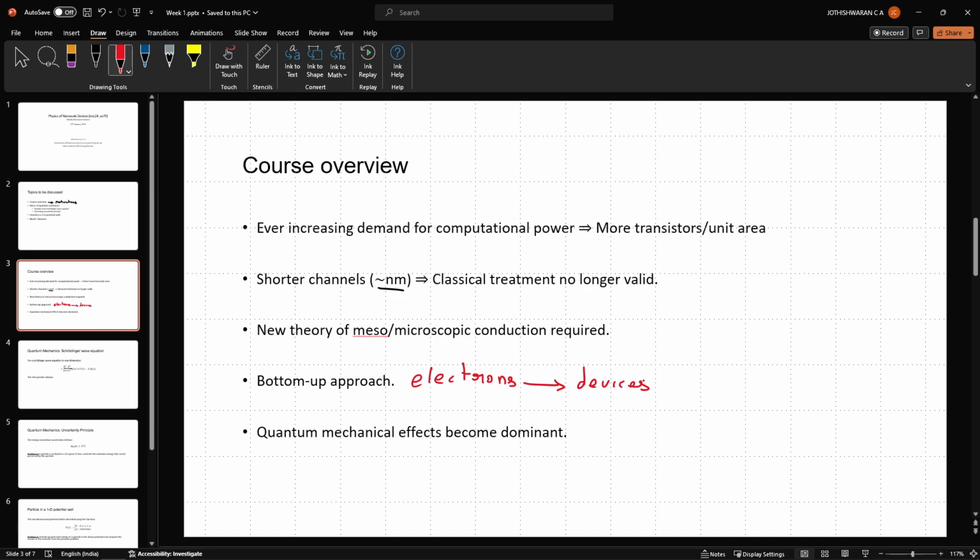So the classical approach for device construction is a top-down approach where the device is constructed first and then the behavior is studied. Here we shall look at the bottom-up approach where we will study the fundamental properties of the charge carriers, and we will then try to construct devices where desirable properties of these charge carriers are manifest. That is our aim in this course. And of course, when we move to the regime of nanoscale devices, quantum mechanical effects become dominant. So in order to understand the quantum mechanical effects, we will have to understand the basics of quantum mechanics. That brings us to the contents of week 1.